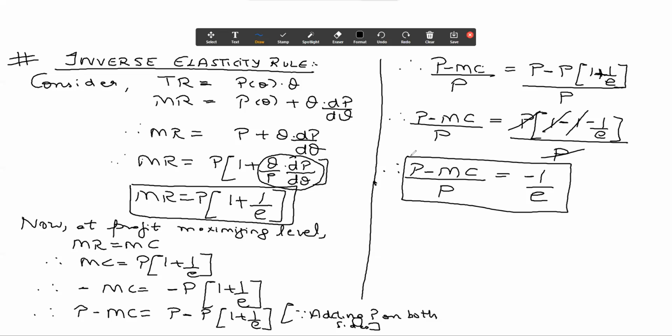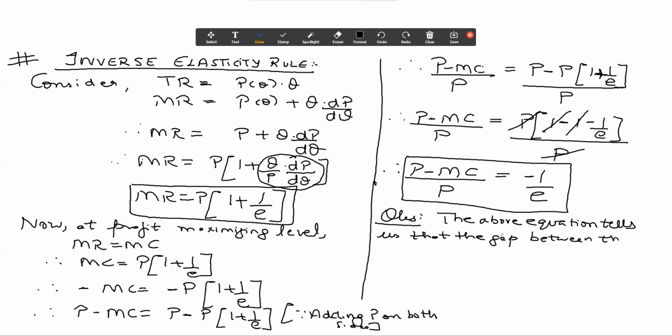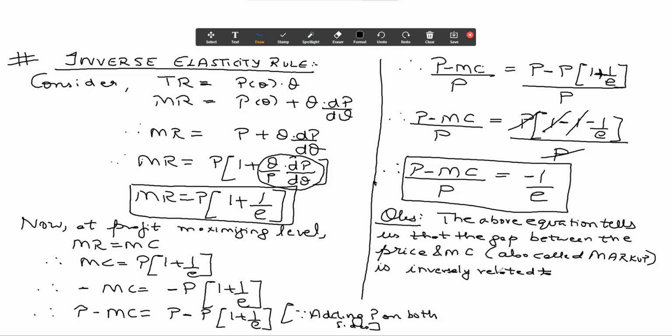So what does the above equation tell us? Observation: the above equation tells us that the gap between the price and the marginal cost, also called the markup, is inversely related to the price elasticity of demand.